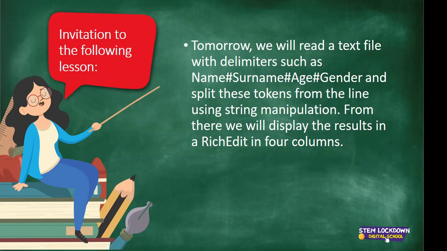And then what we're going to do every single line. So in my while loop, we are going to split these tokens. What are tokens? Tokens are these things over here. So the actual, that would be John Smith, 17, male, and so on. So we're going to get each one of these tokens and store them in variables. And then we are going to create a rich edit with 4 columns, and we're going to display these names, surnames, age, and genders in 4 columns in my rich edit.